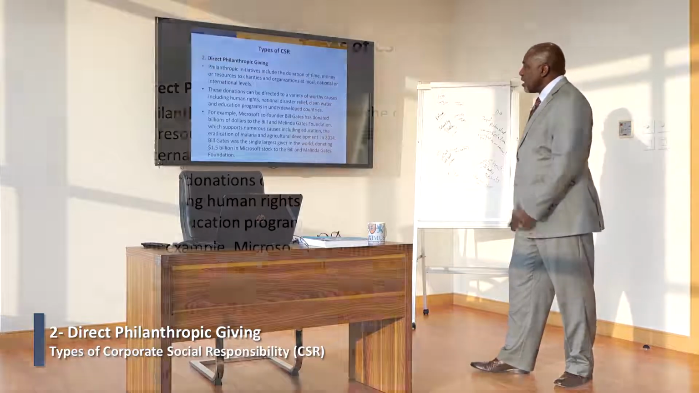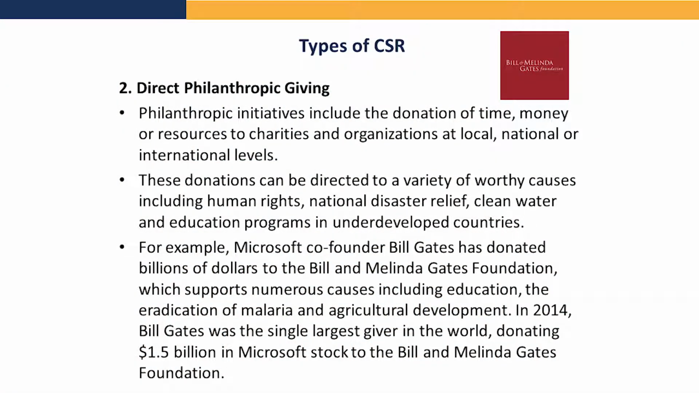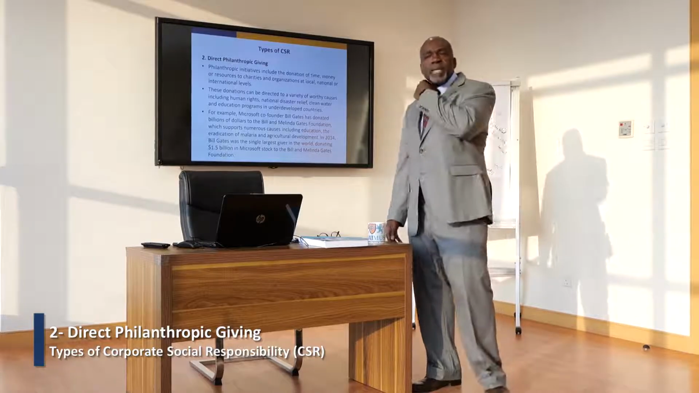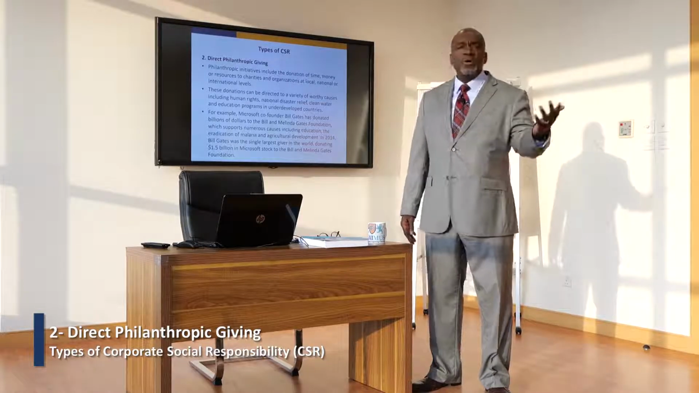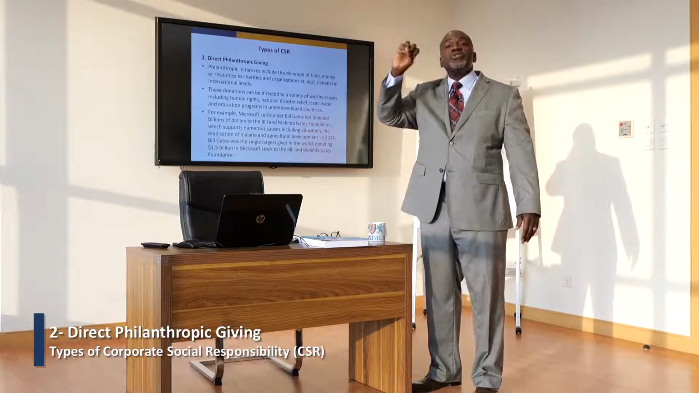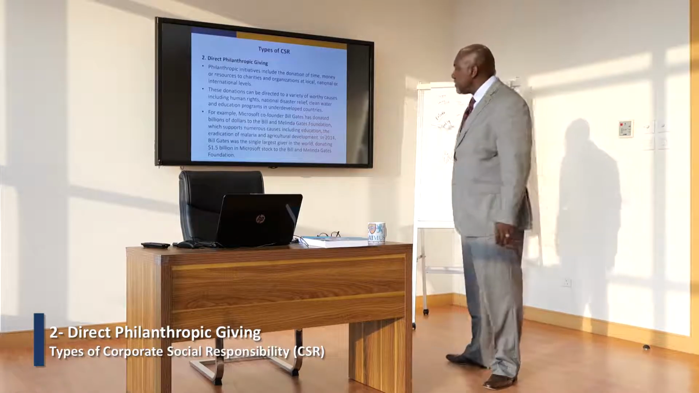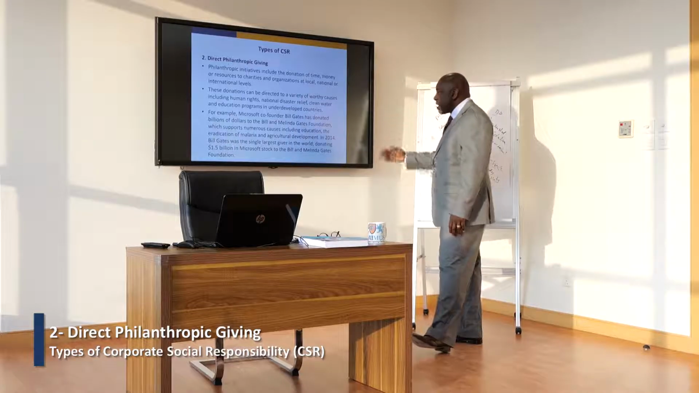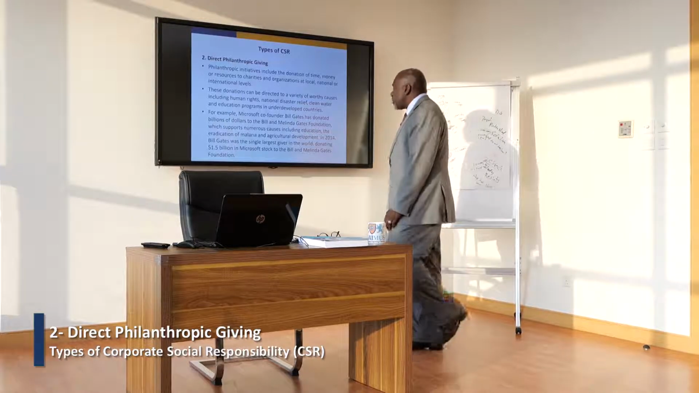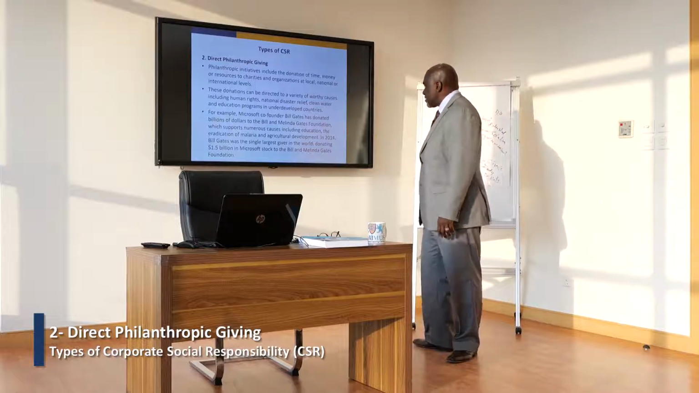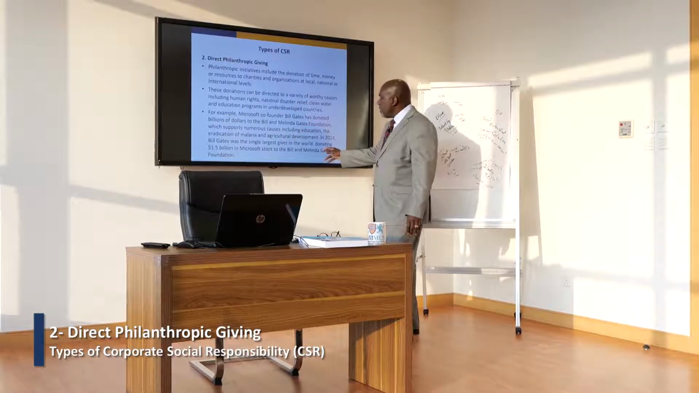Direct philanthropic giving, a donation, basically giving money, giving time, volunteering resources to charities. Donations can be to many different worthy causes, human rights causes, natural disaster causes. Whenever there's a natural disaster, companies will make a big announcement that they've given $1 million, $2 million. What are they doing? They're communicating to their stakeholders: we're being philanthropic, we're giving back, we care about our community. That's a CSR activity. Microsoft, Bill Gates. Bill Gates has donated billions of dollars through the Melinda and Bill Gates Foundation to support the eradication of diseases and also education, right?